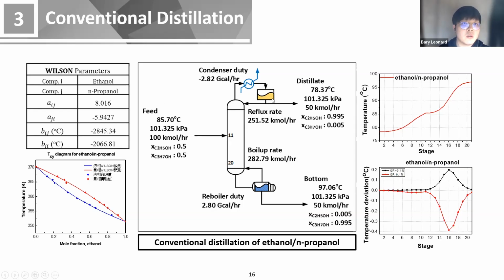And for our distillation, we will have 21 stages total, and our feed will be 100 kilomole per hour with 50 kilomole of ethanol and 50 kilomole of propanol. And our reboiler duty is 2.8 gigacalorie per hour for the conventional distillation.